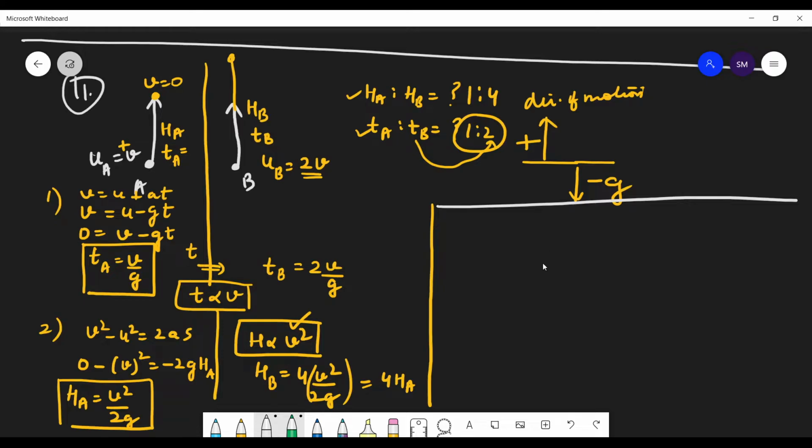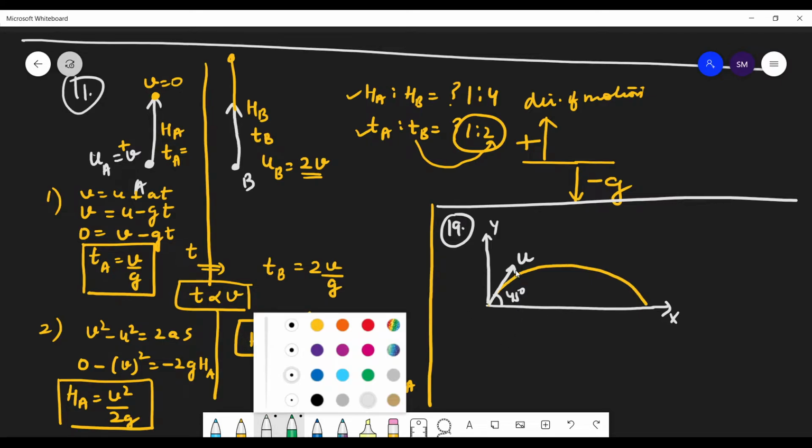Now we have question number 19. In question number 19, there is a projectile. An object is thrown at an angle 45 degree. So this is the velocity, draw a tangent. This is the path. This is x-axis. This is y-axis. So this velocity is u, initial velocity, and this angle is 45 degree.